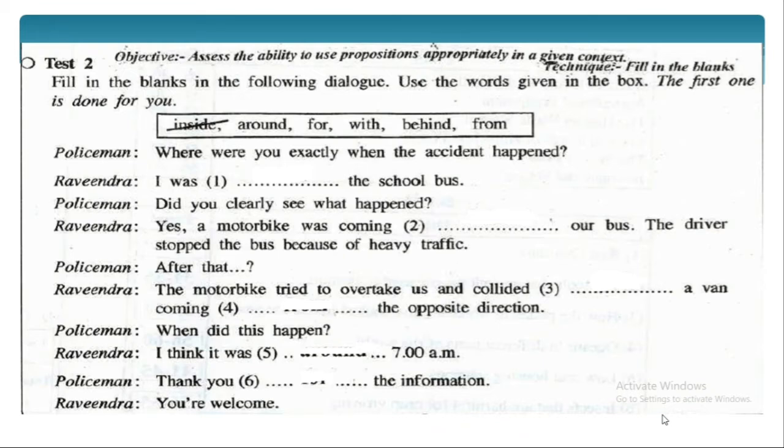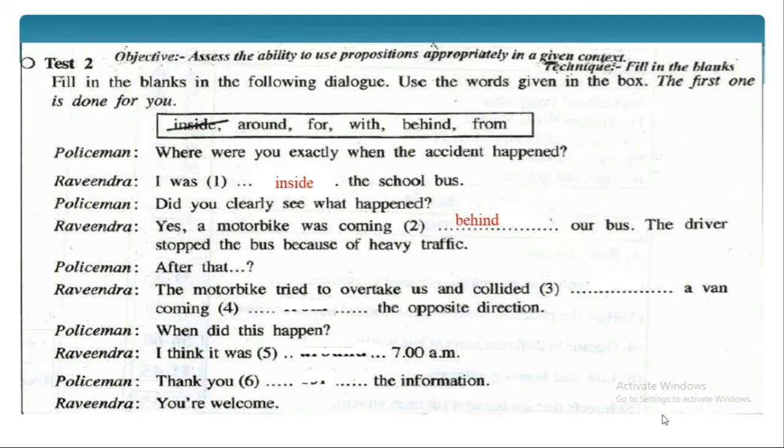Policeman: Where were you exactly when the accident happened? Ravindra: I was inside the school bus. Policeman: Did you clearly see what happened? Ravindra: Yes, a motorbike was coming blank our bus. The answer is behind our bus. The driver stopped the bus because of the heavy traffic.